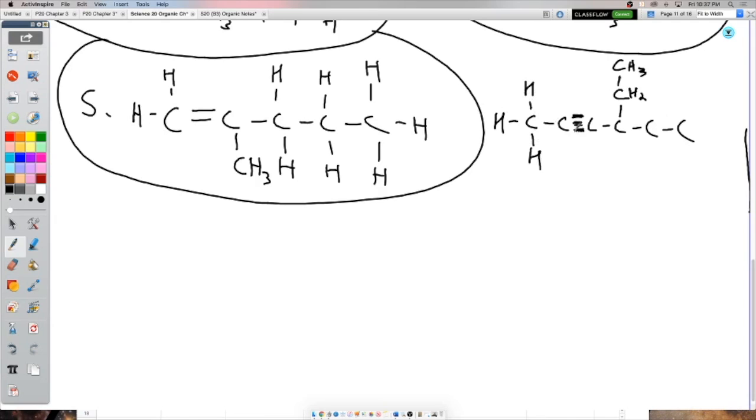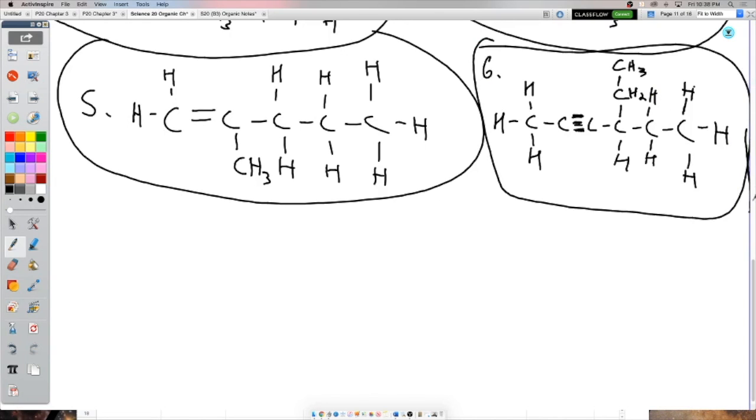So fill everything in with hydrogens. 1, 2, 3, 4. Look at these guys. They're already happy. 1, 2, 3, 4.